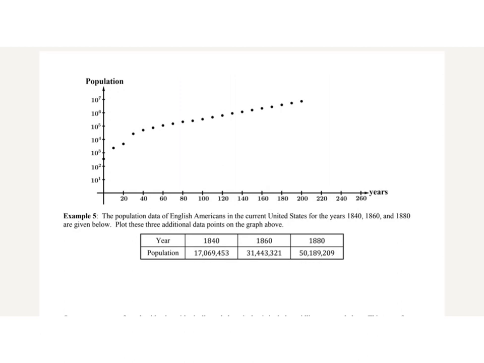This is the population. It's a picture. It says the population of English Americans in the current United States for the years 1840, 1860, and 1880 are given below. They want you to plot these data points on the graph. So in order to convert between the exponential data that we've been seeing and the logarithmic data that they want us to plot, all you do is log the population. So you're going to have log base 10 of 17,009,069,453.